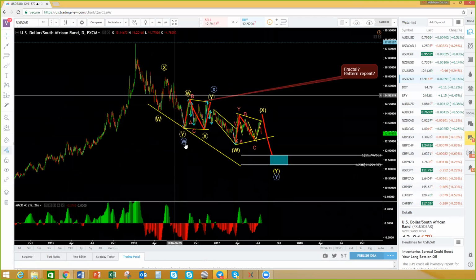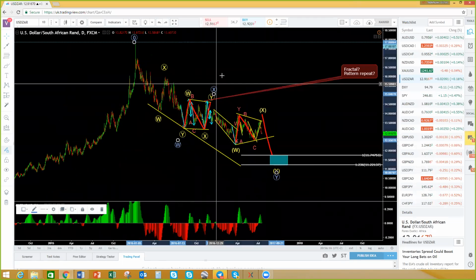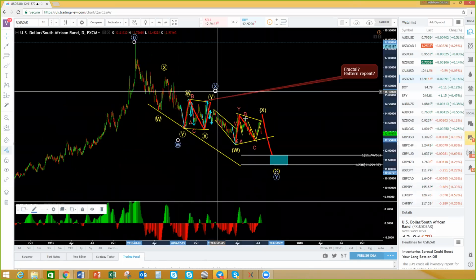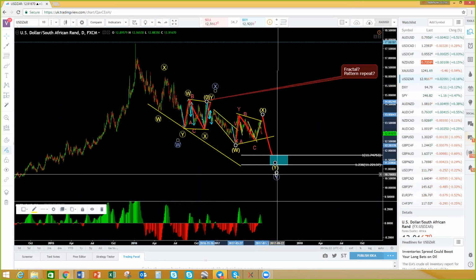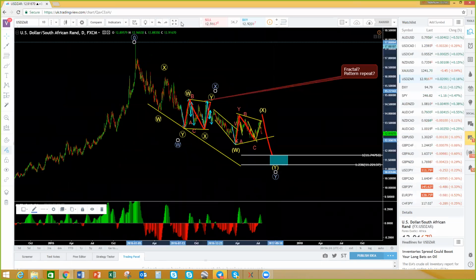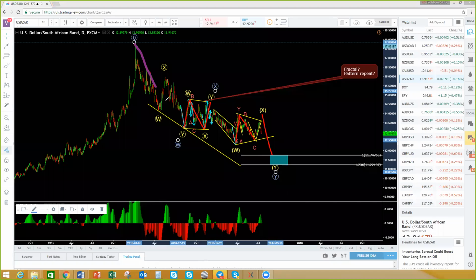Let's look at something here. Okay, I want you to look at the outer degree in purple. I'm going to try and get the purple here. Can I get a purple? Yes. Can you see this purple line here? I'm joining up the purples. This is the purple W, X, Y. You saw that, right? What did I say?